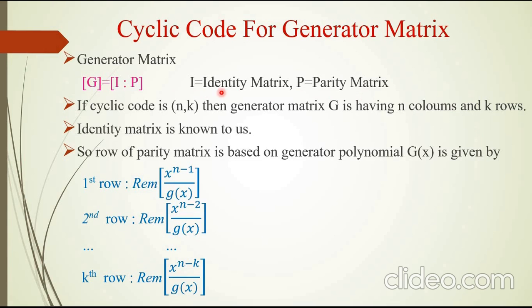Now, if we talk about an (n, k) cyclic code, then we can say there are n columns and k rows. So (n, k) indicates n columns and k rows.